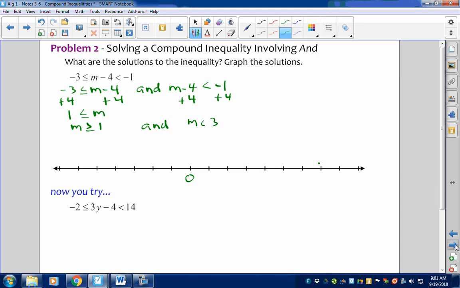Place 0 on the number line here. 1 is right here. 3 is here. So this says greater than or equal to 1. So closed circle at 1. Less than 3. Open circle at 3. And we would shade everything in between. So when you see it written like this, it means we're working with an and. You might circle the and there.